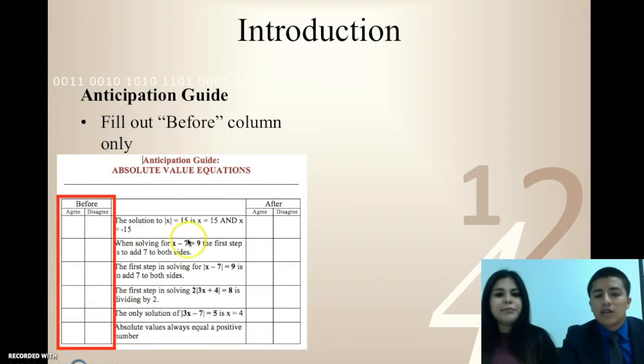Inside the middle section of the anticipation guide, there are 6 statements that you want to read through. So you want to read each statement and then select whether you agree or disagree with the statement on the left side only. We will be completing the after section after class, but please take 3 minutes to fill out the anticipation guide. Remember, only use the red indicated on the PowerPoint.